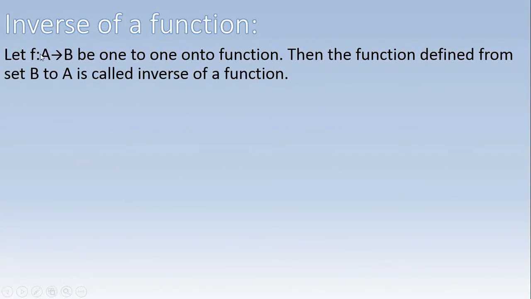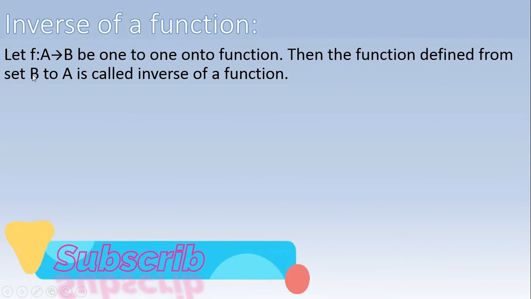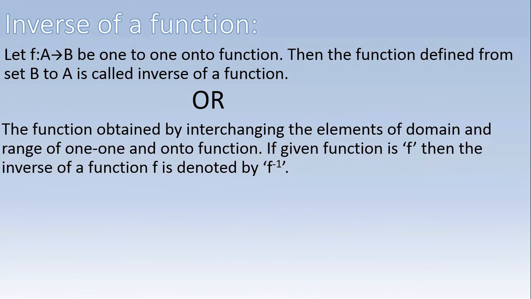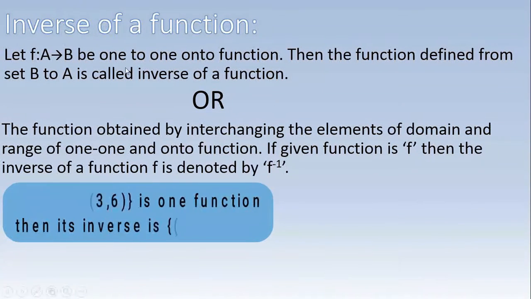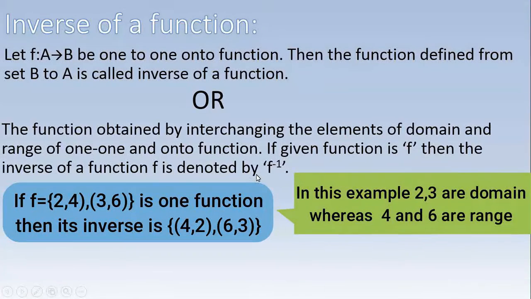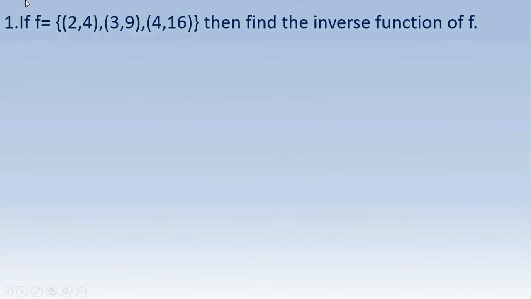Okay, so let f: A to B be a 1 to 1 onto function, then the function defined from set B to A is called inverse of a function. Or we can say the function obtained by interchanging the elements of domain and range of a 1 to 1 and onto function is called inverse of a function. So if the given function is f, then the inverse of function f is denoted by f inverse like this. Okay, now let's solve some problems.